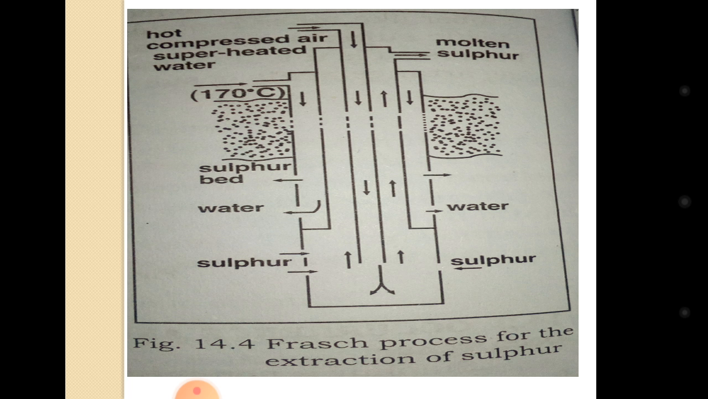This is the diagram. You have to draw the diagram with the written work. See these three pipes. The outer section contains superheated water. The inner section contains hot air, and the sulfur is extracted through the middle pipe, as a superheated foam substance. Then molten sulfur will be collected in the containers.